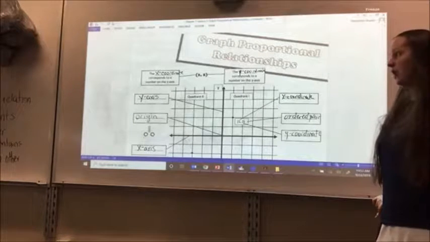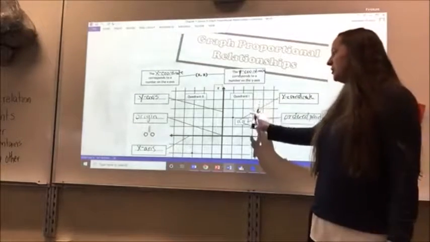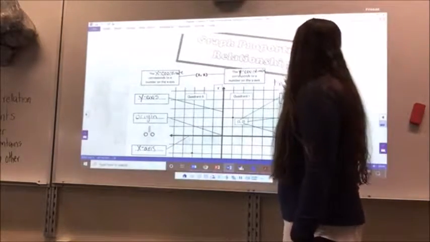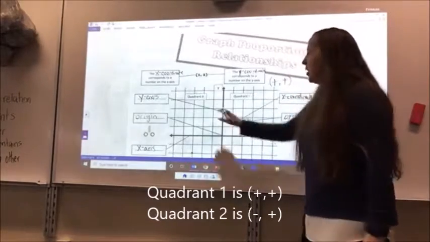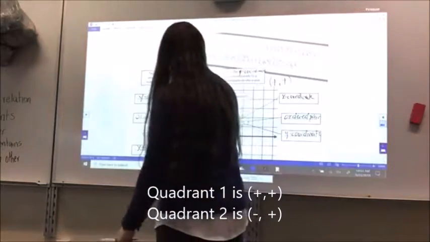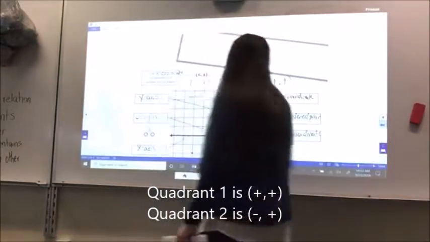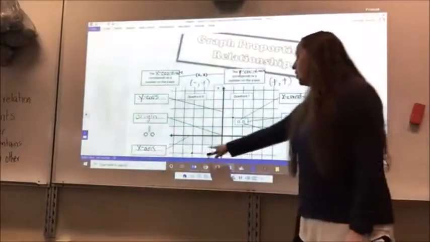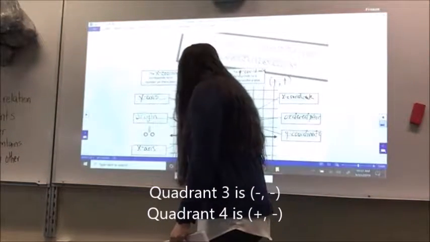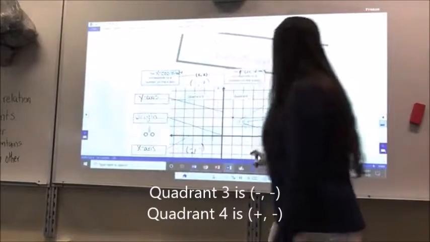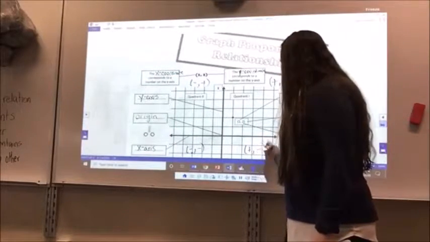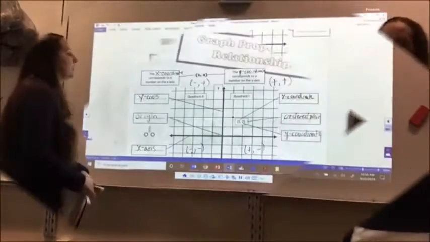There are 4 quadrants. You have quadrant 1, which is positive, positive. In quadrant 2, you have negative x values, positive y values. In quadrant 3, they're both negative. And then in quadrant 4, you have positive x values, negative y values.